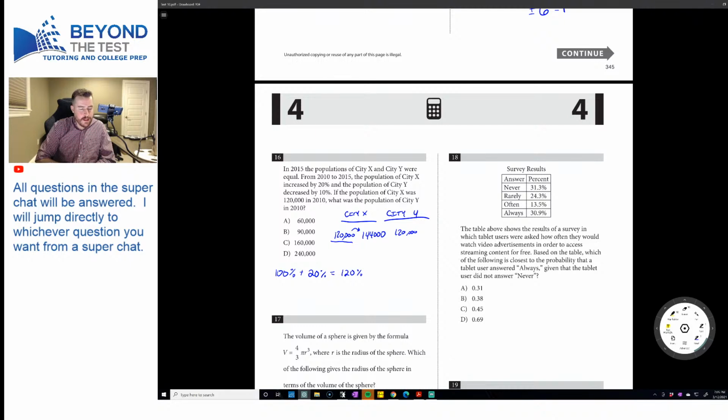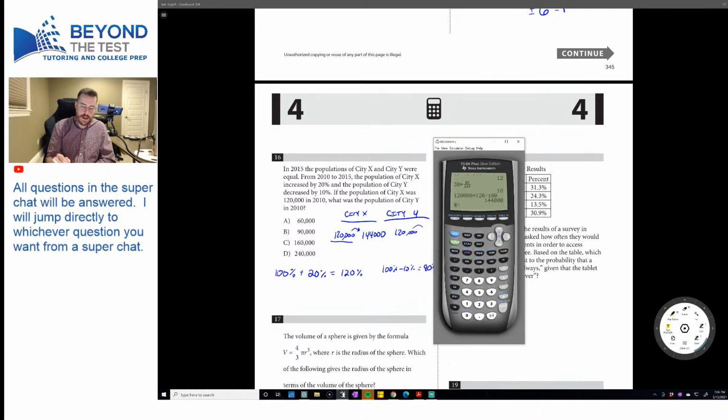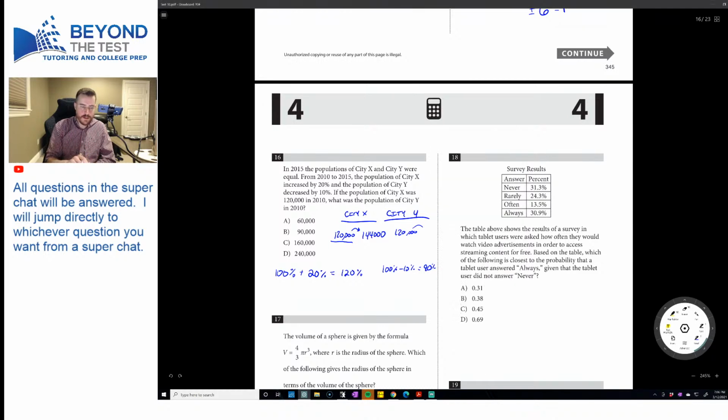And it said the population of city Y decreased by 10%. So again, if we start at 100% and I decrease by 10%, that's going to leave me at 90%. So we're going to take 90% of that 120,000, times 90 out of 100. And that would leave us with 108,000 here. Okay, 108,000. Okay, so what was the population of city Y in 2000, and, oh, I'm sorry, I must have read this wrong.